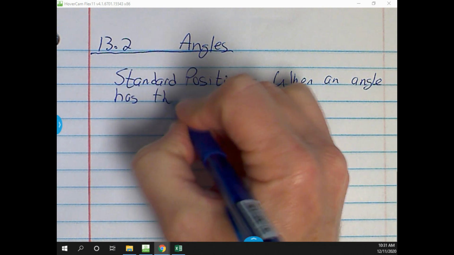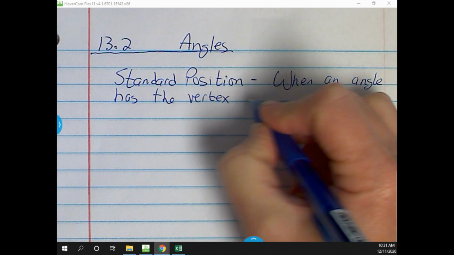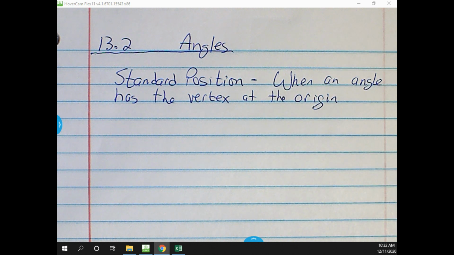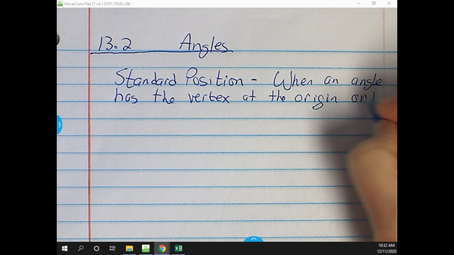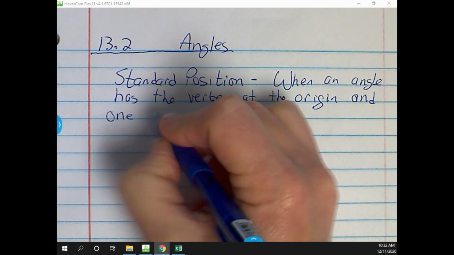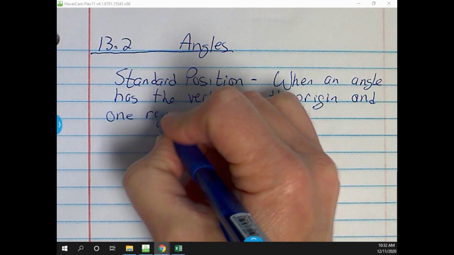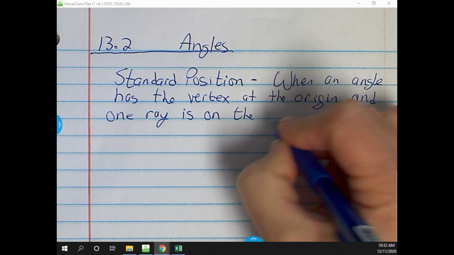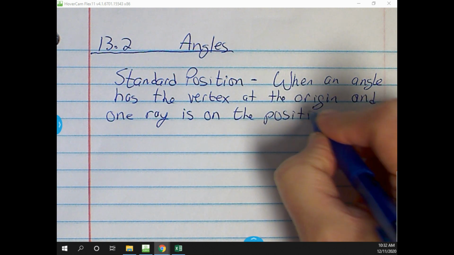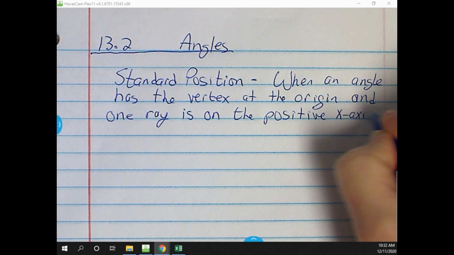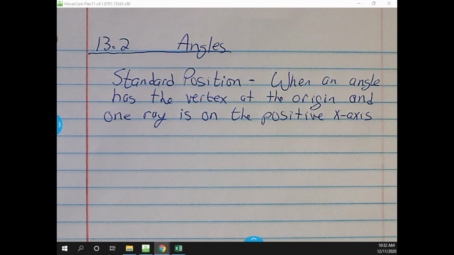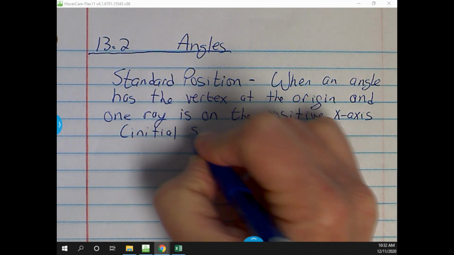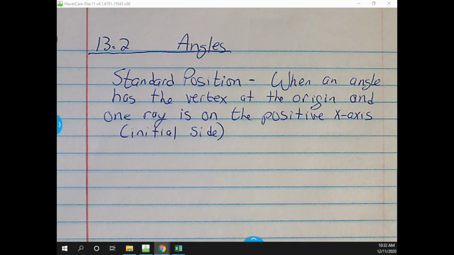has the vertex at the origin and one of the rays is on the positive x-axis. And the side that's on the positive x-axis, they always call that the initial side. So the beginning side, which is what they call the initial side, it always has to be on the positive x-axis.